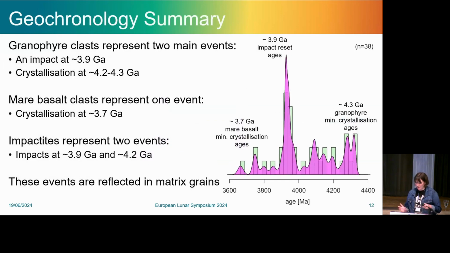So, just to give a bit of a geochronology summary to get thoughts in order. So, the granophyre clasts, we had two major age groups. So, we had two main events. We had an impact at that younger 3.9 billion year old age, and we had a crystallization at that 4.2, 4.3 billion year old older age. The meteorite basalt clasts are much the same. We have that single event, that single crystallization at around 3.7 billion years old. The impactites represent two events. Generally, we have an impact at about 3.9 billion years and another at 4.2. And all of these dates and events are reflected in the matrix grains themselves, too.